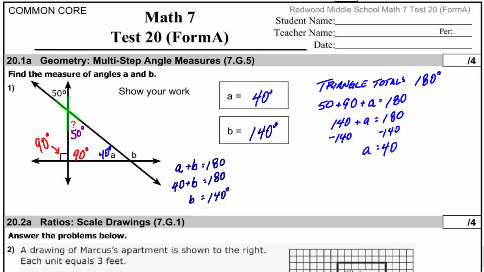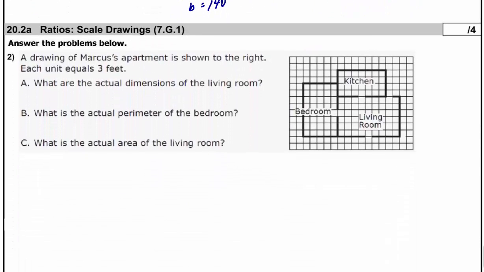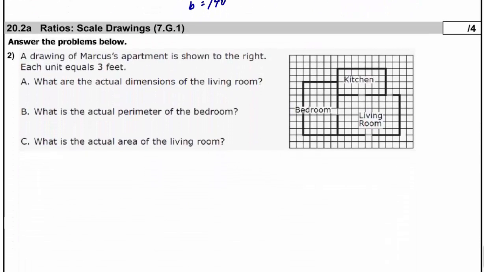All right, on to problem number 2. Scale drawing. On this one, we are going to keep track of this fact right here. Each unit is a total of 3 feet. So what are the actual dimensions? When they're saying actual dimensions, what they're asking us is, what's the length and width?